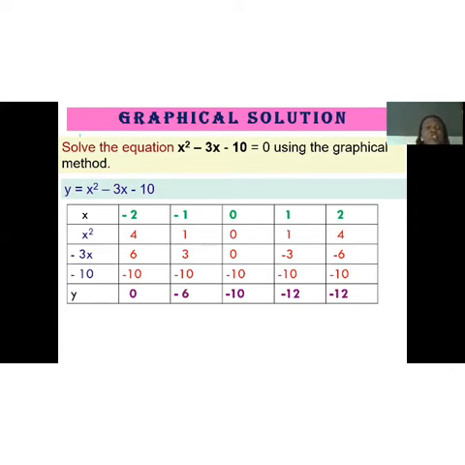Minus 3 times minus 1 will give us 3. Minus 3 times 0 will give us 0. Minus 3 times 1 will give us minus 3. Minus 3 times 2 will give us minus 6. So that's for minus 3x.